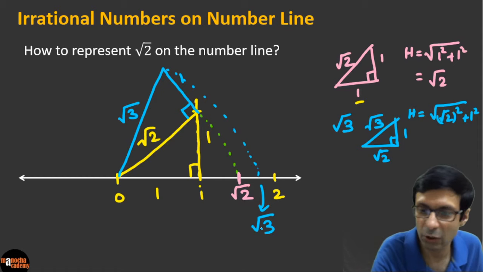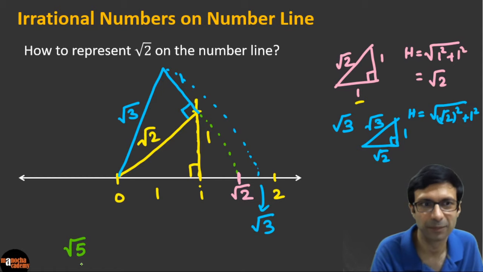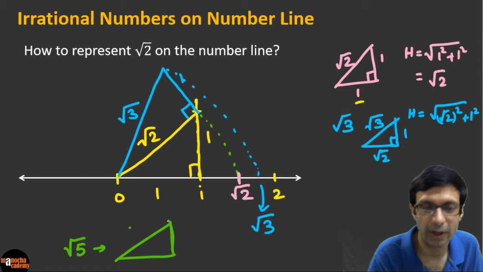And similarly, another good example for you to know is root of 5, right? So how would you plot square root of 5 on the number line? Okay, so how do you do that? Again, we can apply Pythagoras theorem. So root 5, what will be the Pythagoras theorem?